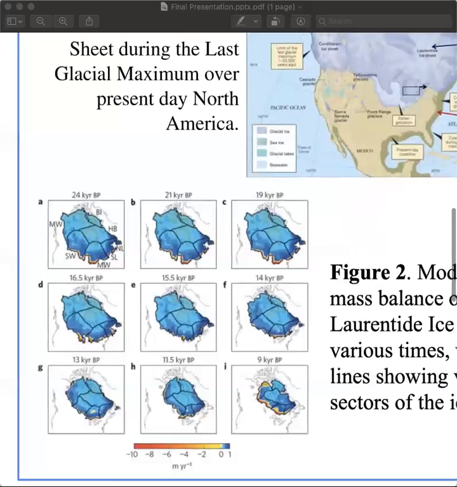Figure 2 depicts the modeled surface mass balance of the Laurentide ice sheet at various times, with black lines showing the various sectors of the ice sheet. You can see the shrinking of the ice sheet over time.